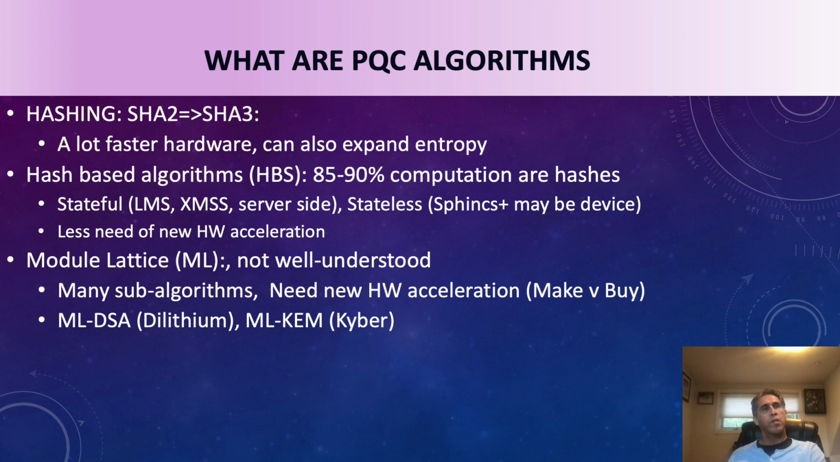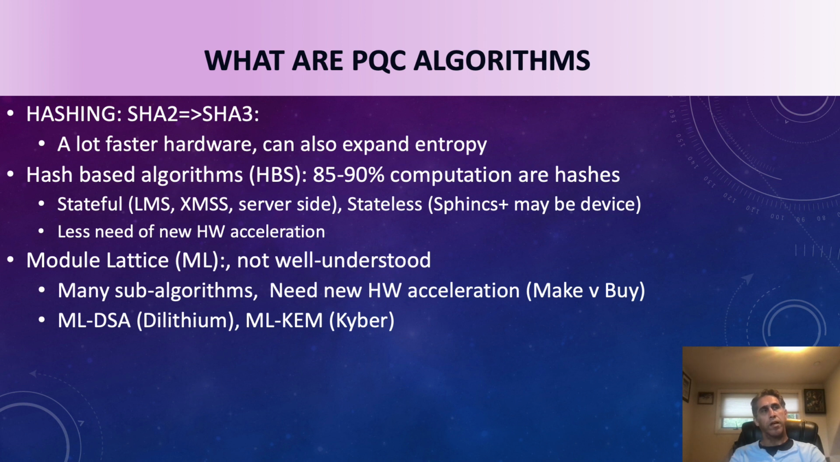So what are the post-quantum crypto algorithms? You can think about these in several categories. When it comes to hashing, the previous generation was SHA-2, but now we're moving to SHA-3. Not every algorithm requires SHA-3, so you don't immediately have to worry about switching to it. Some do, but also remember that the hardware for SHA-3 runs a lot faster, and you can use SHA-3 to create a lot more random bits and keys. So that's the advantage of SHA-3, but it's not always necessary.